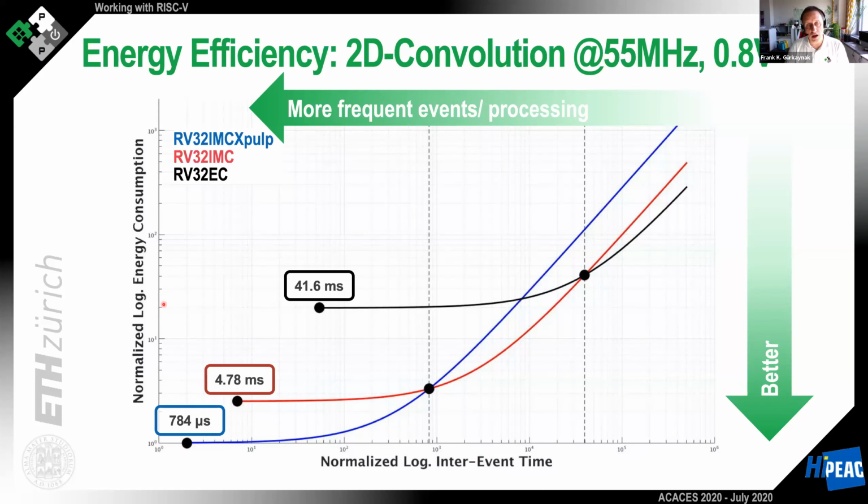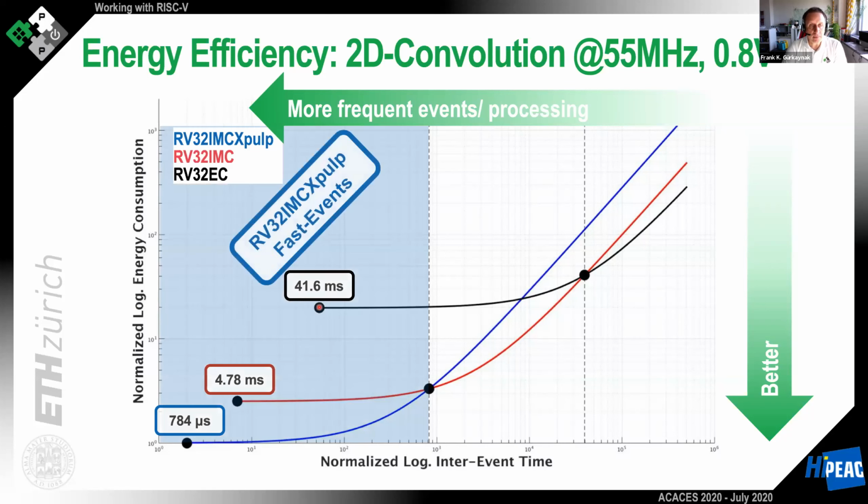Now look at your other core, the simplest core. Well, it takes 41 milliseconds, which is an eternity compared to this. And because it takes so long, also the energy consumption is quite high. Now, if you have fast events, if you need to run your convolution very frequently, it makes sense to use the extensions in this processor.